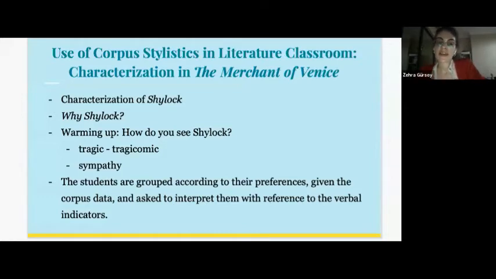Then during the process, we re-evaluated our perspectives of the character, taking into consideration the corpus data we received, and interpreted the concordances and discordances between the words used by the character and his personality traits.